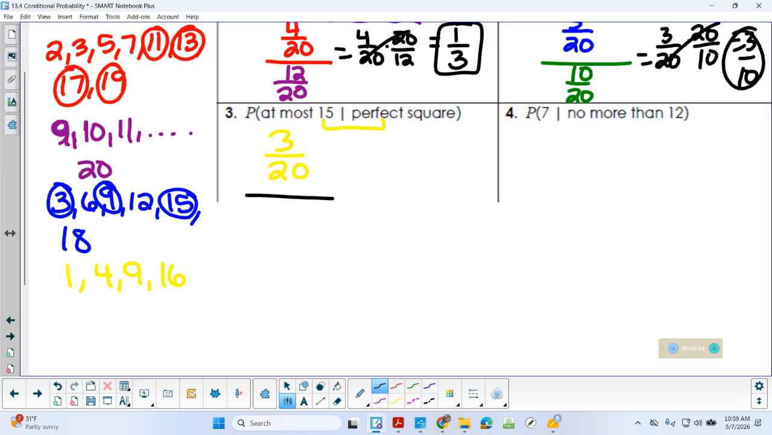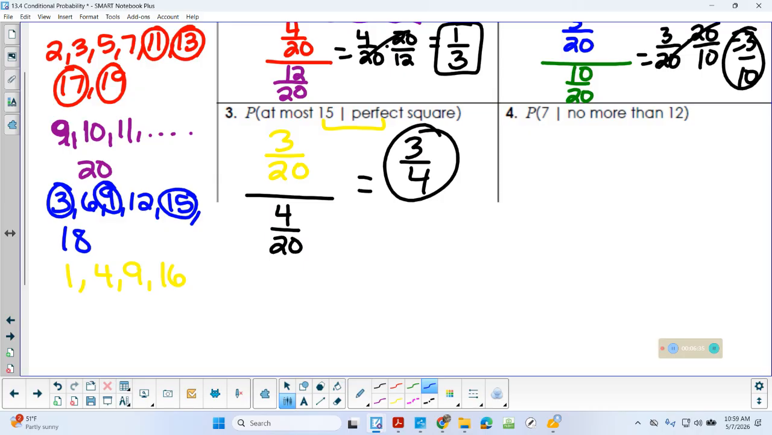Now, how many total perfect squares are there? 4. So 4 out of 20 is the bottom fraction. And shortcut, what are you going to end up with? 3/4. I mean, to me, this is like easy but tricky all in the same one.